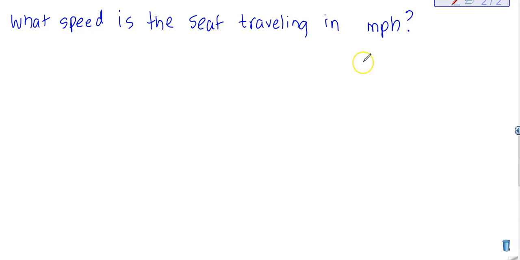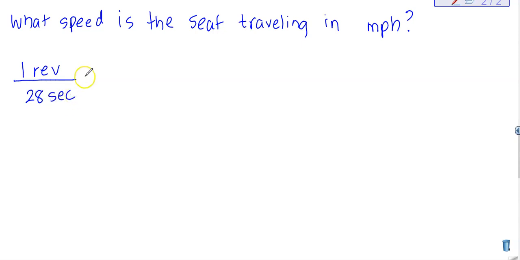So now we have to introduce another measure that we have to remember from our Ferris wheel, because now we're traveling a linear distance, right? So we need to introduce a linear measure, and the only one we have is 25 feet, right? So let's start again with what we know. It was doing one rev every 28 seconds.